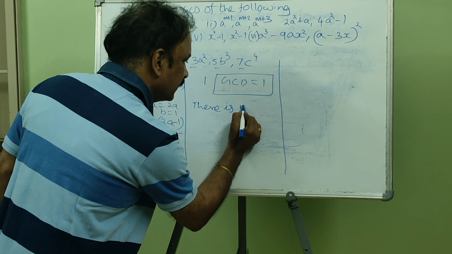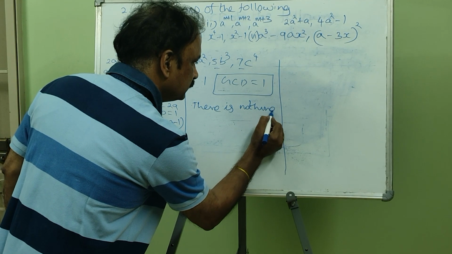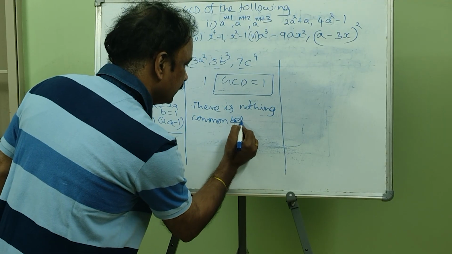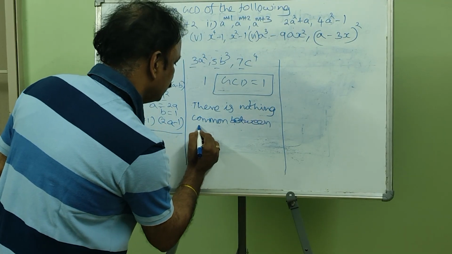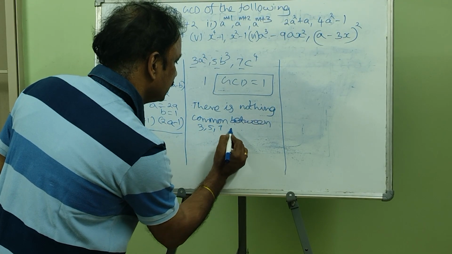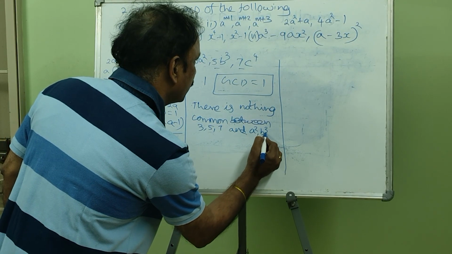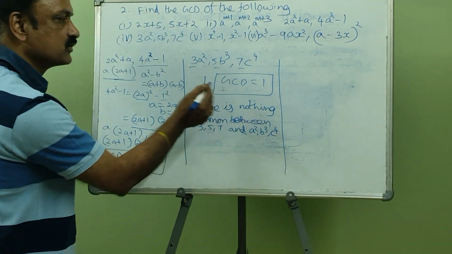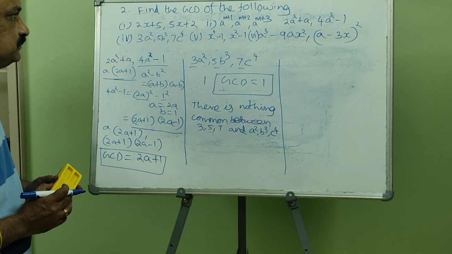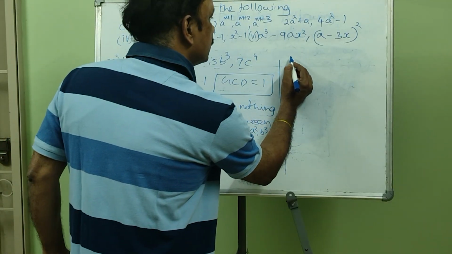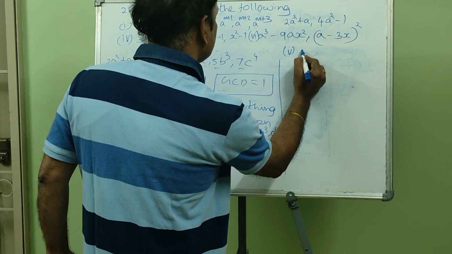You can actually write the reason as: there is nothing common between 3, 5 and 7 and a square, b cube and c power 4. There is nothing common, so the GCD will be equal to 1. Okay, let's tackle the next problem, which is problem number 5.